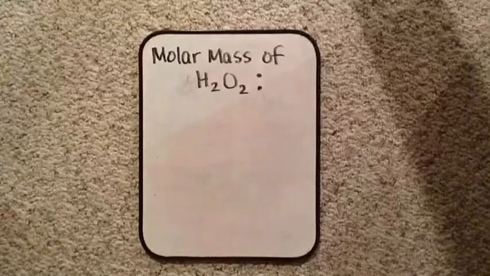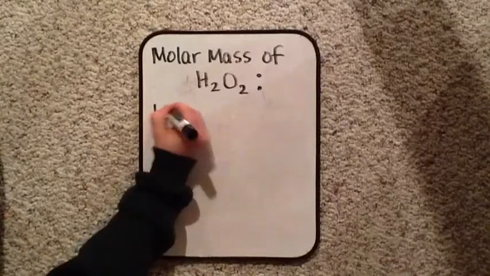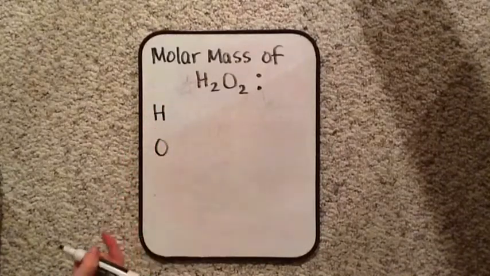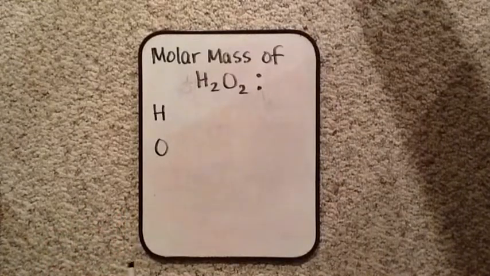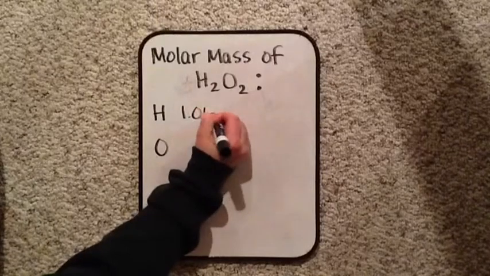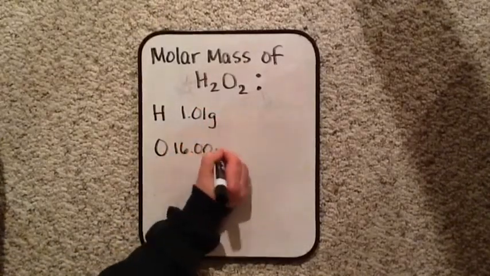My name is Megan Berube, and I'm going to show you how to find the molar mass of a compound. I'm going to use hydrogen peroxide, or H2O2, as an example. First, write down the elements that make up the compound, which in this case are hydrogen and oxygen. Then find the molar masses of each element from the periodic table. For hydrogen, the molar mass is 1.01 grams, and for oxygen, it is 16.00 grams.